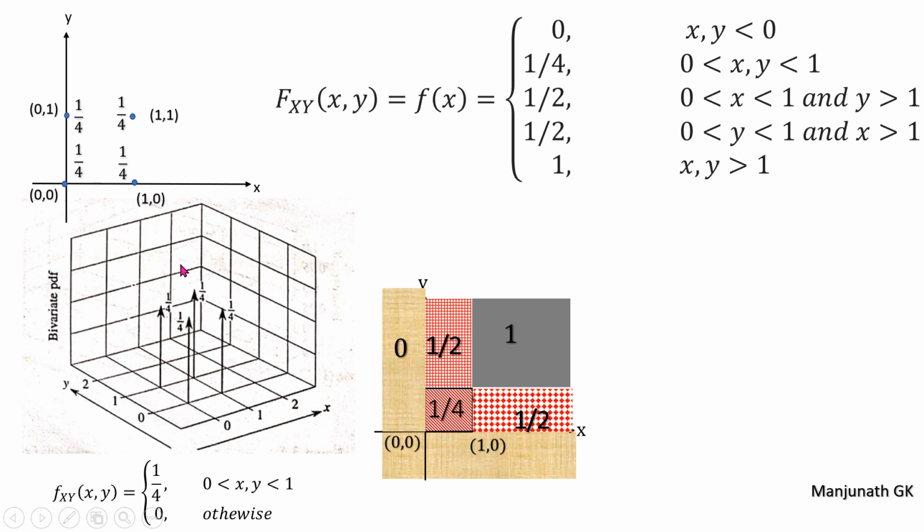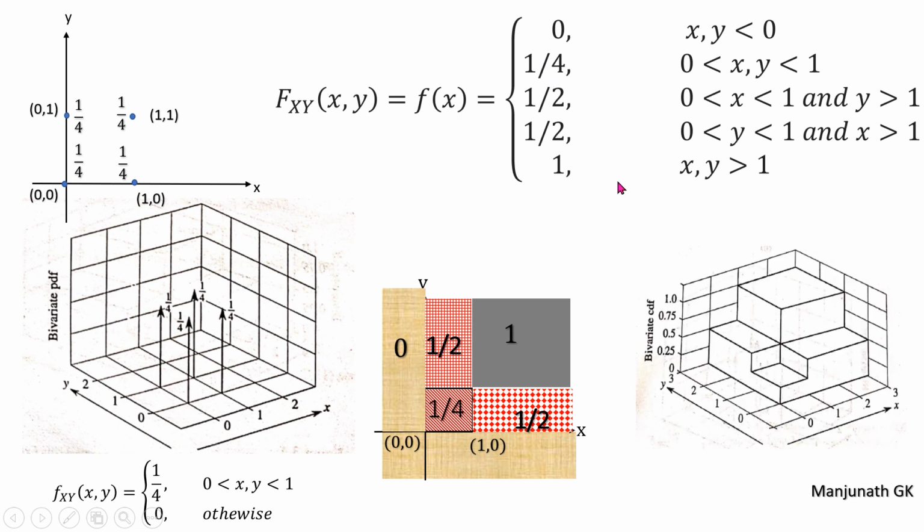For such a bivariate PDF, we have calculated a bivariate CDF. So for this bivariate PDF, the bivariate CDF could be 0, 1 by 4, 1 by 2, 1 by 2, and 1 in 5 different regions that we have calculated here. It is a 2D view of the calculated bivariate CDF, and then how it looks in 3 dimensions.